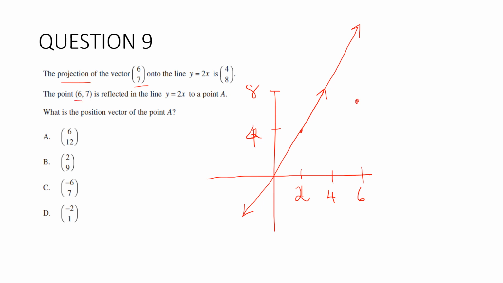This point 6, 7 is reflected in the line y equals 2x to a point A. What is the position of point A? So go up there. We know that that's going to be a right angle. So this is the point 6, 7. So going across into there, we want the coordinates there. Now, we will just go through and see which one of these it is. 6, 12, that's out. 2, 9, possible. Negative 6, 7, out. Negative 2, 1, out. The answer is B.